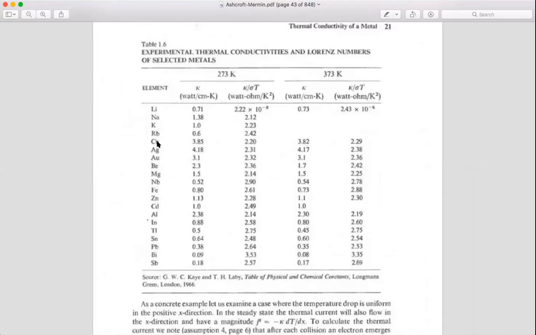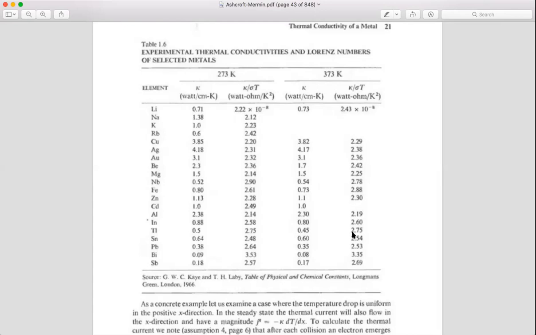Let us look at a few numbers. If I look at copper, for example, this is kappa over sigma T, which is 2.2, and at 373 Kelvin it is 2.29. Let us randomly pick another one, iron, let's say 2.61, 2.88. And another one maybe aluminum, 2.14 and 2.19. So if you just scan through this column and this column, what you find is that all the numbers are pretty much the same. I mean, 2 point something here and there.